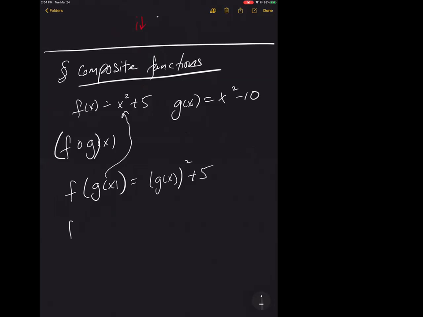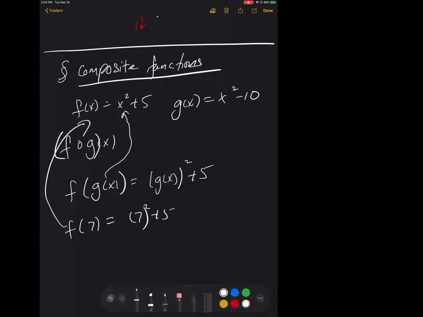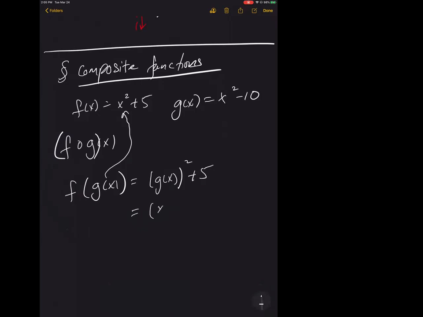If I ask you to find f of 7, won't that be 7 squared plus 5, because I'm plugging 7 into the function? Well, instead of me plugging 7, I'm just plugging in g, so it's going to be the same thing. Which means that I'm going to have x squared minus 10, squared, plus 5. Now, x squared minus 10 multiplied by x squared minus 10, because that's what the square means, to multiply by itself.